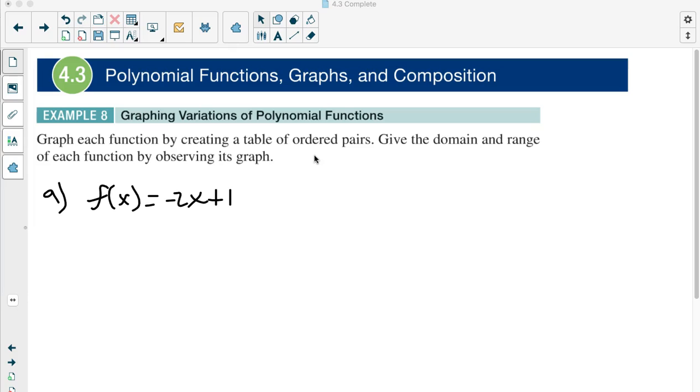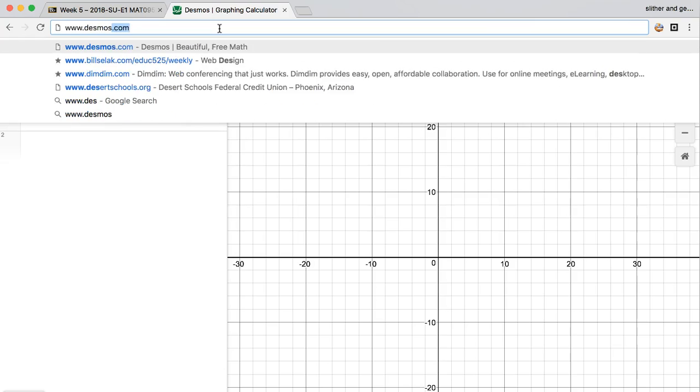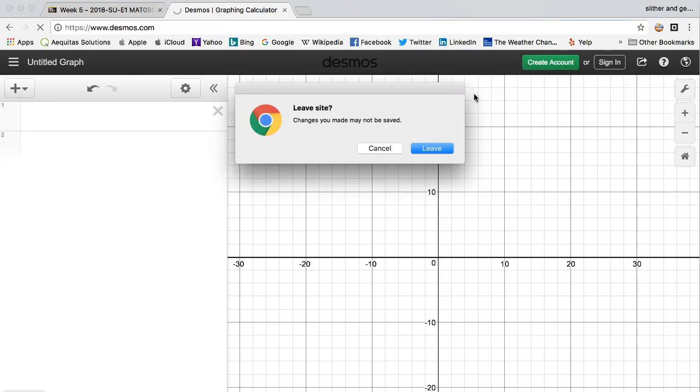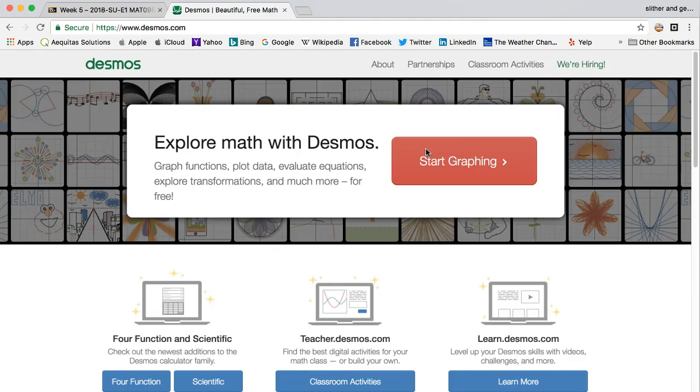I love using technology to help us do stuff like this so that we can visually see the math and understand this better. So I'm going to be using Desmos, and if you've never used it, it's awesome. Just go to desmos.com and be prepared to be awesomatized, because it is awesome.